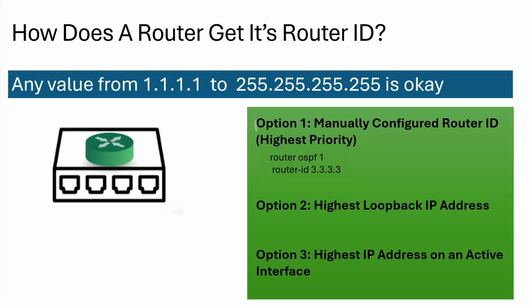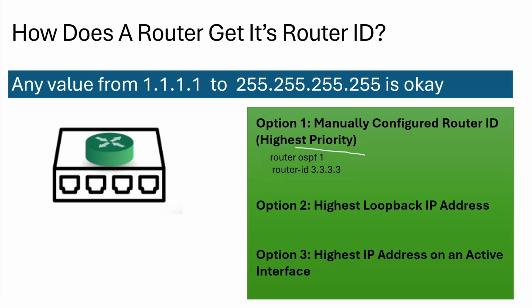Option 1 is a manually configured router ID, which is given the highest priority. What does it mean that this is the highest priority? Well, if you configure a router ID on your router, then that is what the router will use for its OSPF processes. The router will not look for another way to determine its router ID. If a router ID is manually configured, OSPF will always use it regardless of interface or loopback addresses.